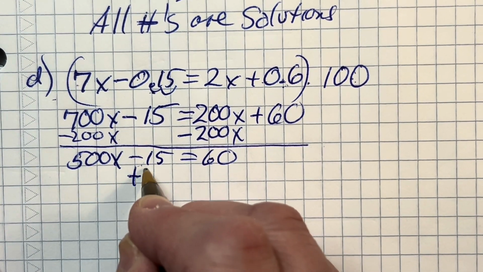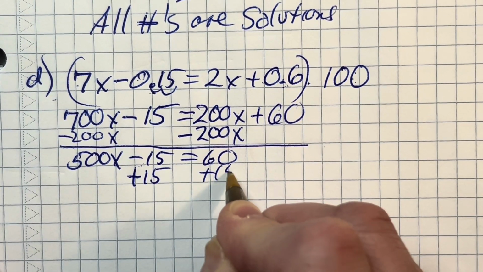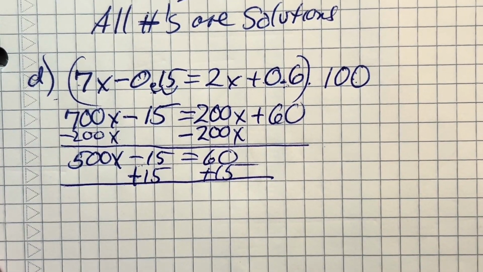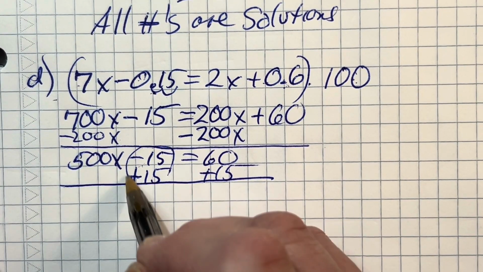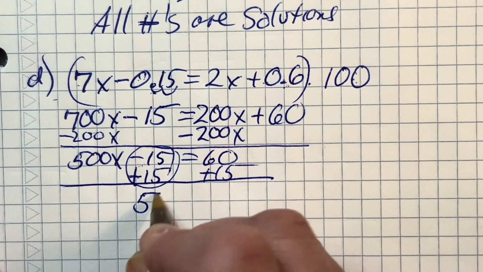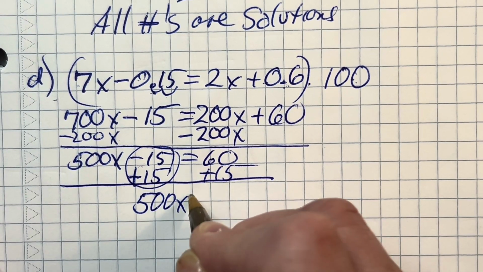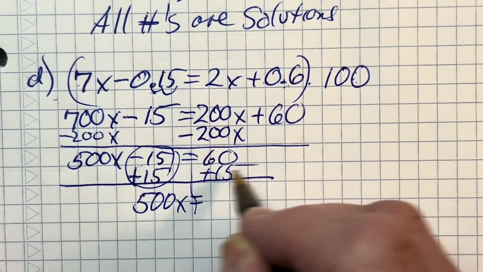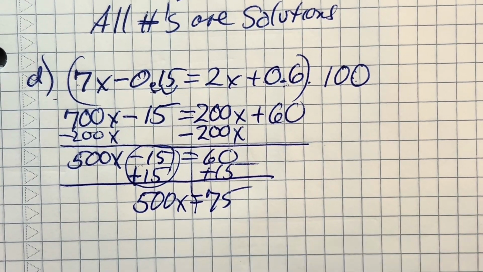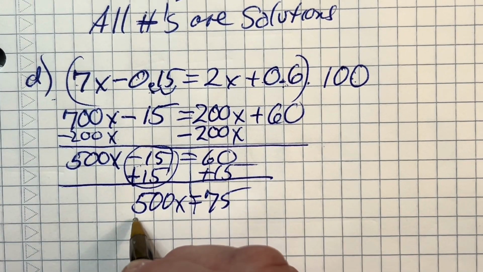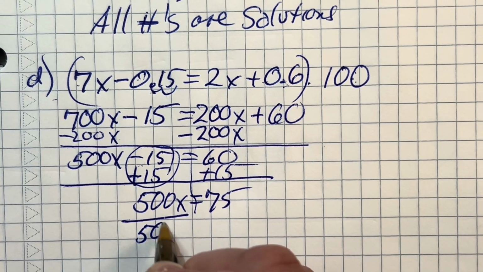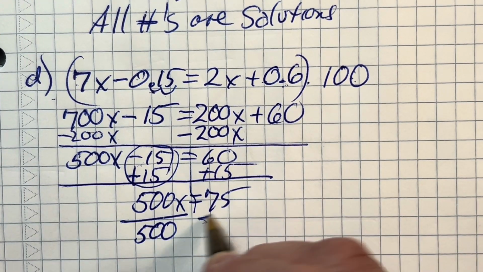My next step, I'm going to move the constant to this right side. I'm going to go ahead and add 15 to both sides. That gives me a 0 pair here. 500x is what remains on the left side. And over here, I get 75. To find x, I divide by 500.